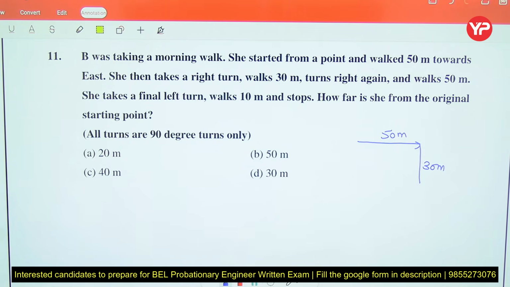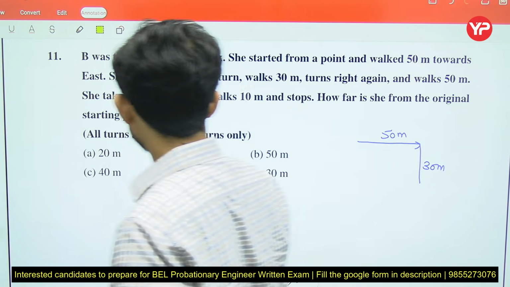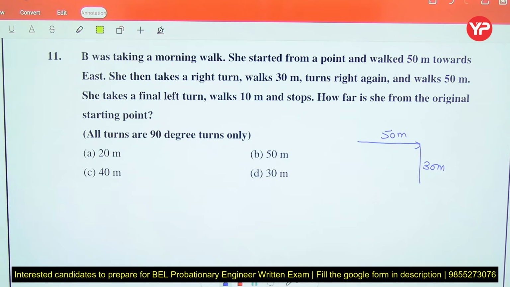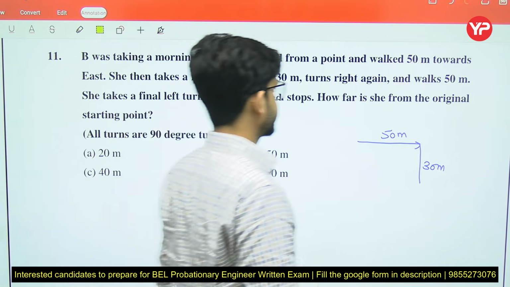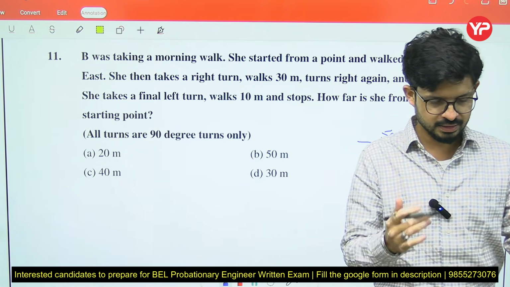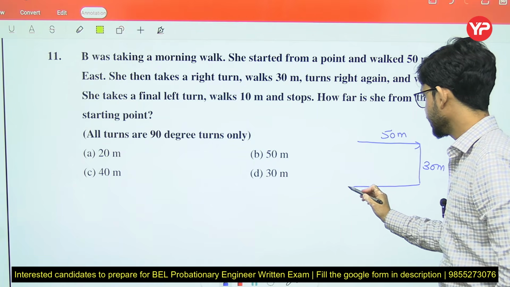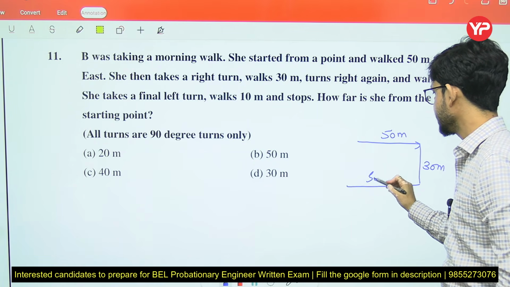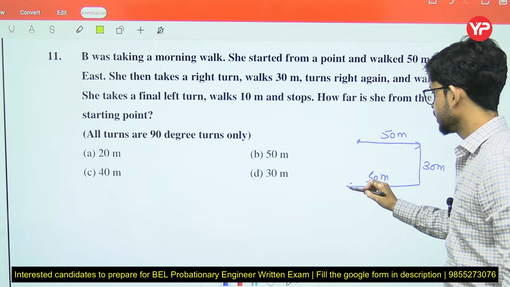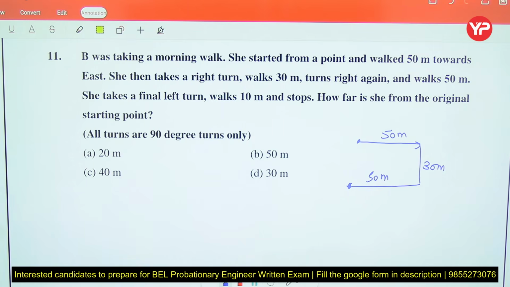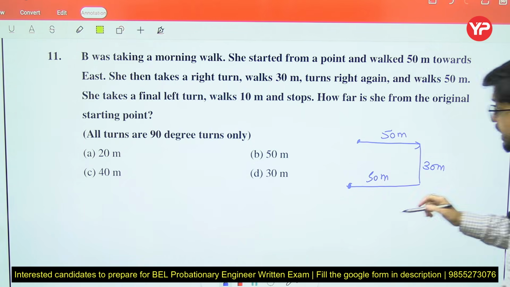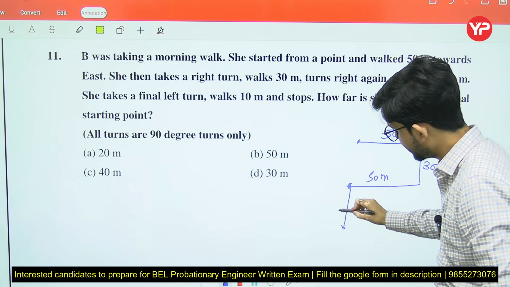Next, right turn and walk 30 meters. Turns right again and walks 50 meters. Now she is here. Turn right again and move 50 meters. Okay, she came to that place. She takes a final left turn and walks 10 meters. Left turn here and 10 meters.